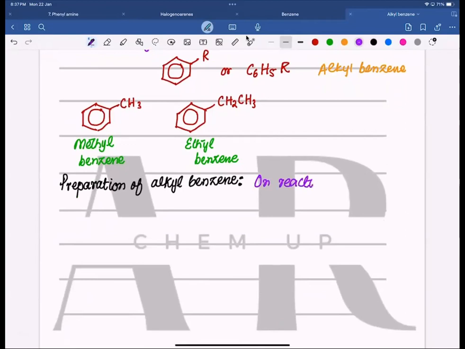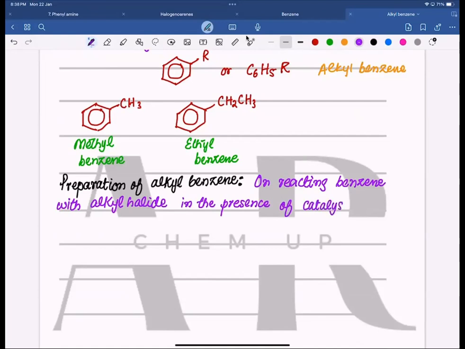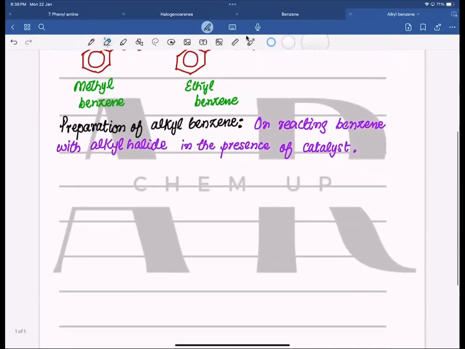Okay. Now, how can we prepare alkyl benzene? Yes, we did this reaction in benzene as well. On reacting benzene with alkyl halide, in the presence of a catalyst, and we know the catalyst is either anhydrous AlCl3 or anhydrous AlBr3.